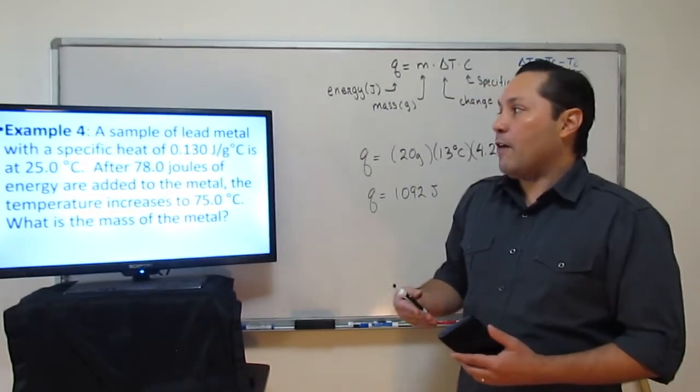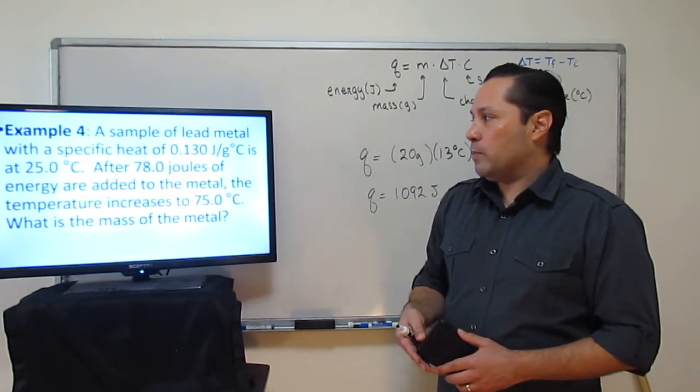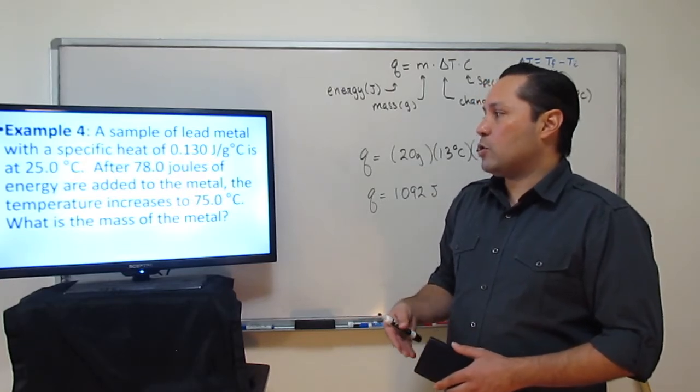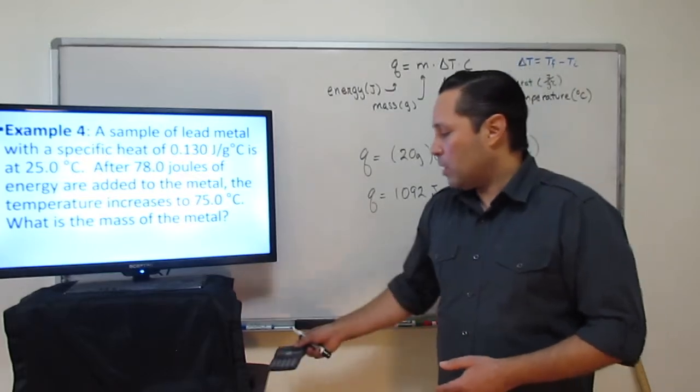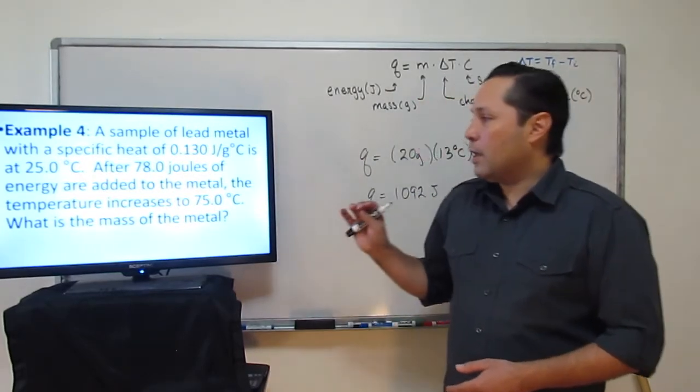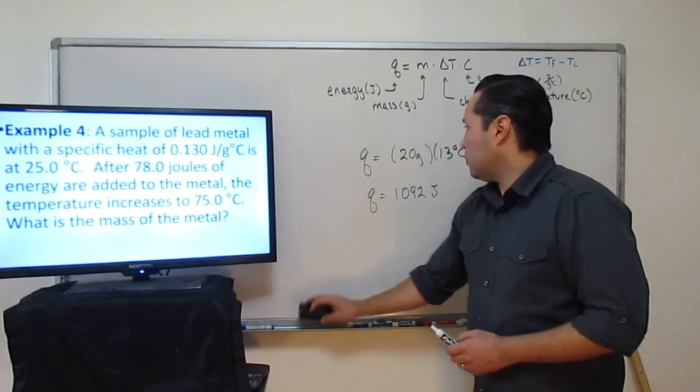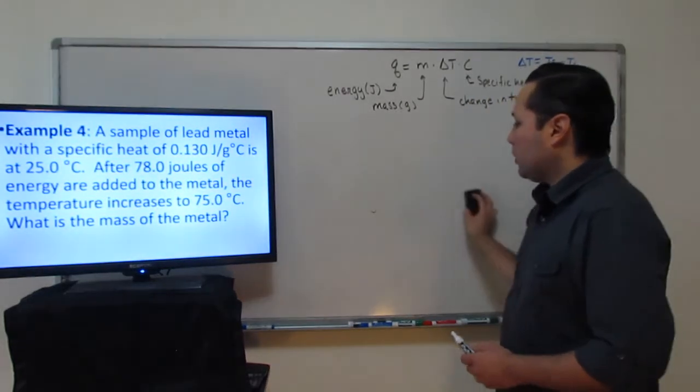Next, they say after you add 78 joules of energy to the metal, the temperature increases to 75 degrees Celsius. What is the mass of this metal? So we're looking for the M in this scenario. So let's go ahead and isolate it from the formula.